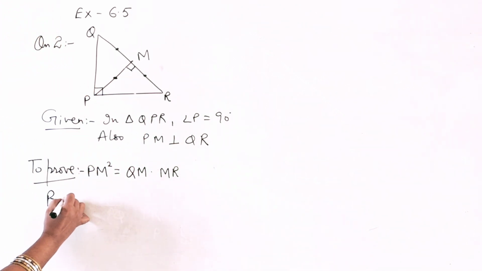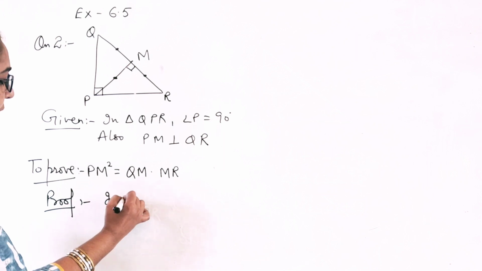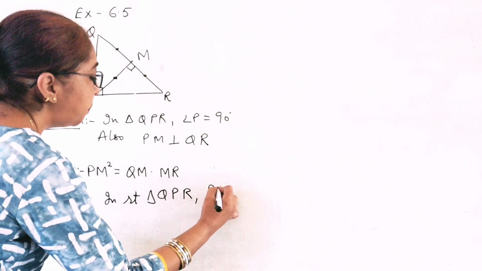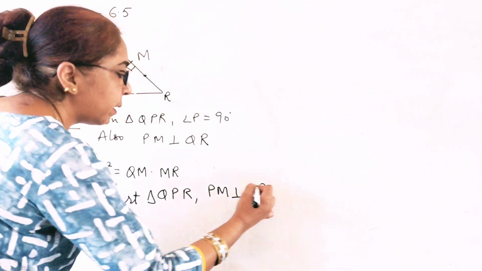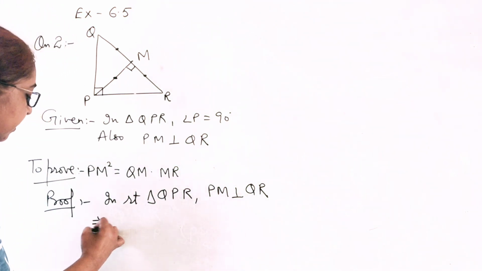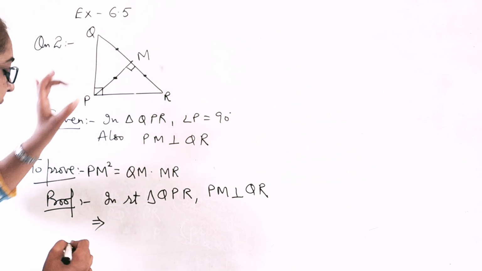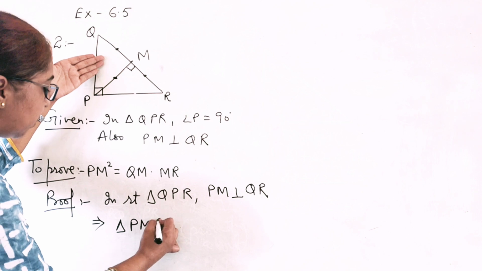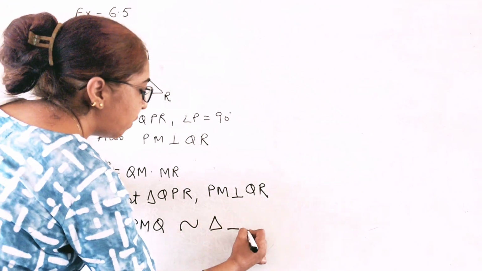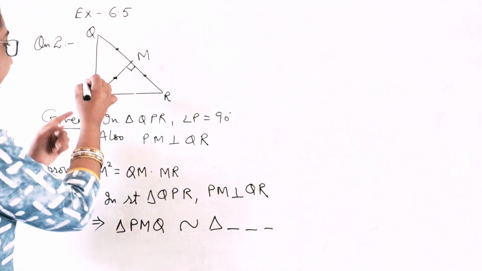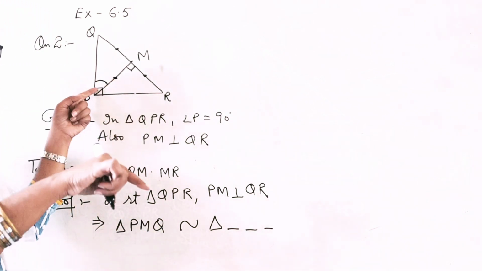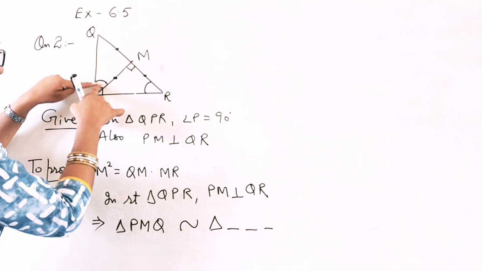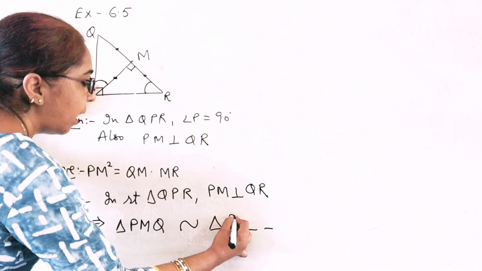So, in the proof, we'll have to write: in right triangle QPR, because PM is perpendicular to QR. This we have. So, what does this imply? These two triangles are similar. If I am writing the name of the first triangle as PMQ, then what will be the name of the other triangle? Let us see that. Angle P, I just told you in that diagram previously that this angle is equal to this one. So, along with the P, I have to write R.